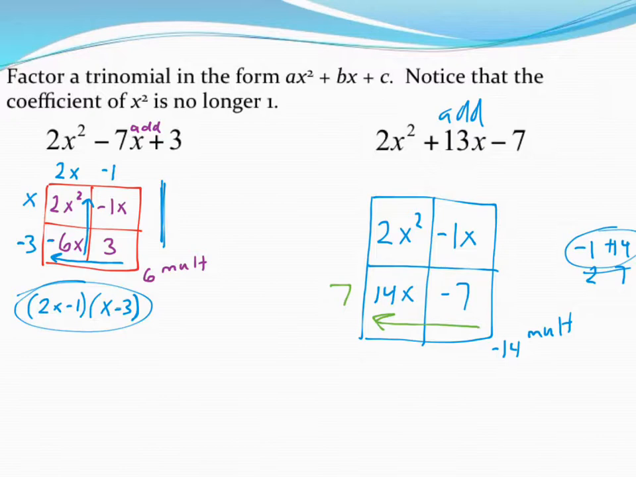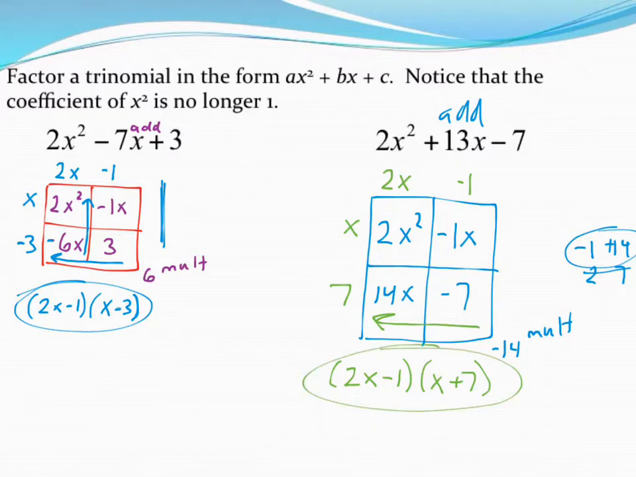Along the top row, those only have an x in common. Your x's should always be in the corner. If I look up and down this column, they have a 2x squared in common, and finally -1x and -7 have nothing in common, but I can always take a 1 out, and since I want my signs to match, I'll take out a -1. So my factors here are 2x minus 1 and x plus 7. And again, the order that you write those factors in does not matter.